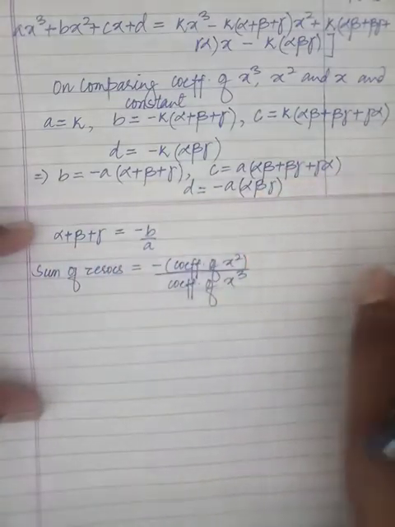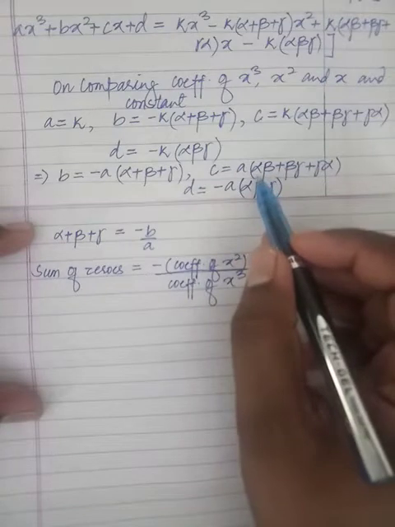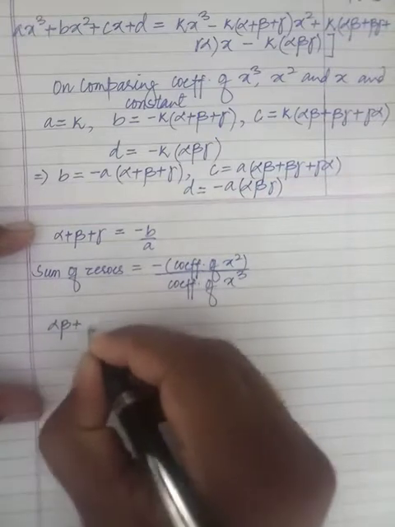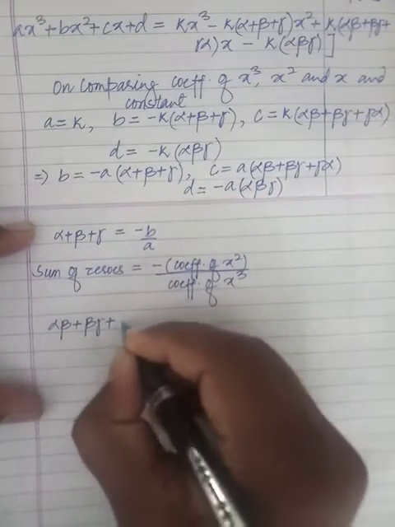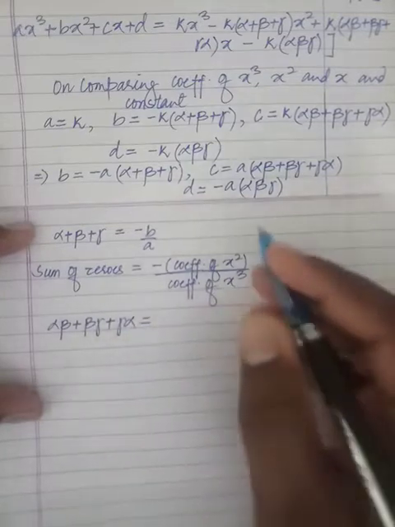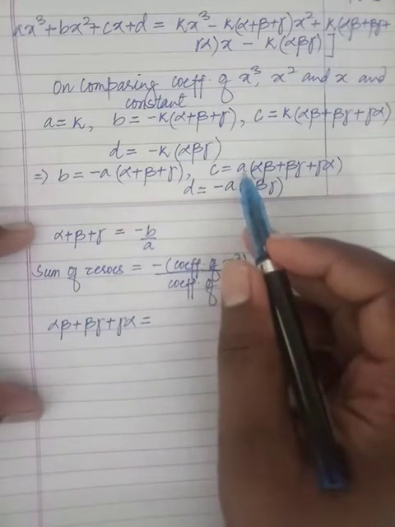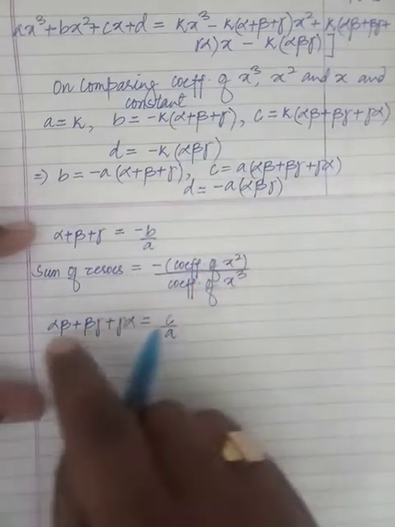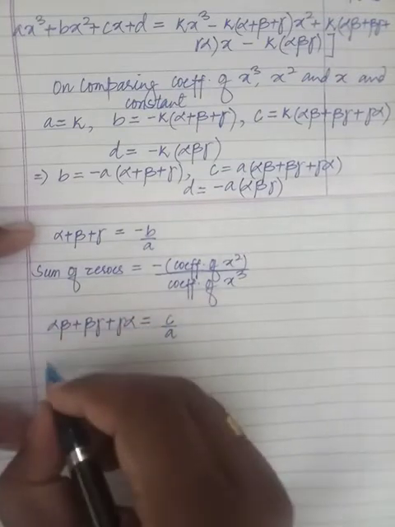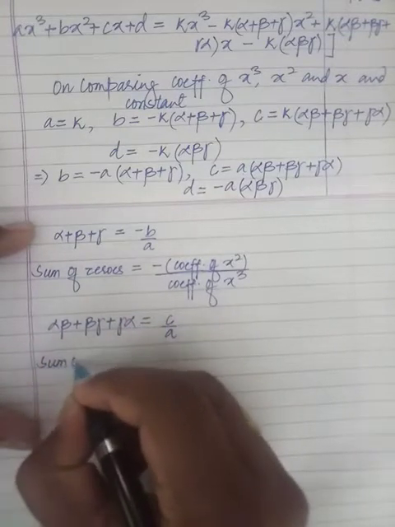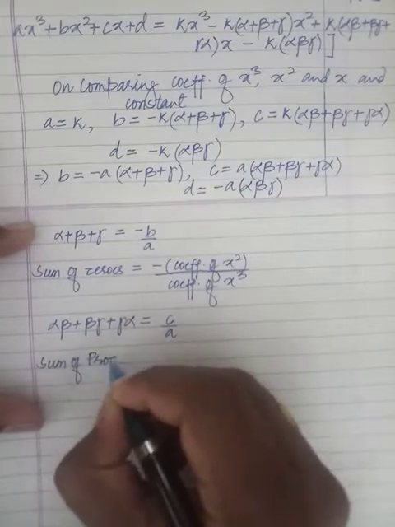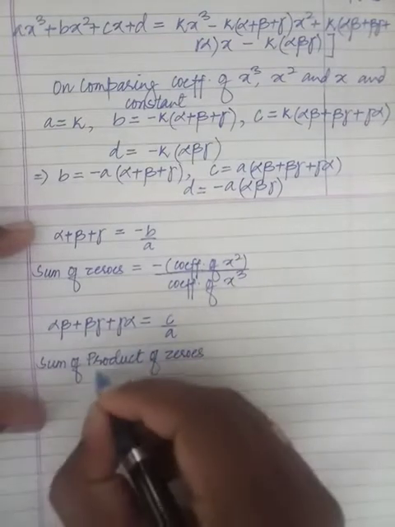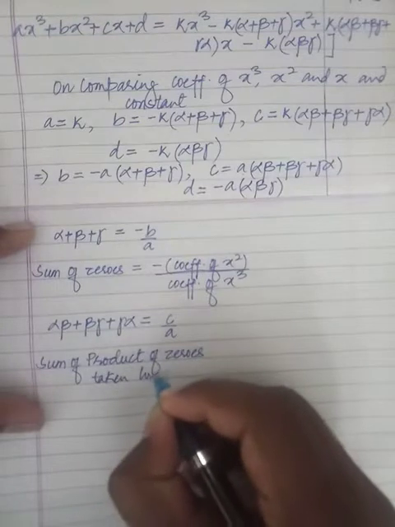Similarly, we can derive these two things also. Now the next one is what? That is alpha beta plus beta gamma plus gamma alpha. Now you can see over here that a is in multiplication. So the value of this expression will be equal to c upon a. Now what is this called? This is known as sum of product of zeros, sum of product of zeros taken two at a time.